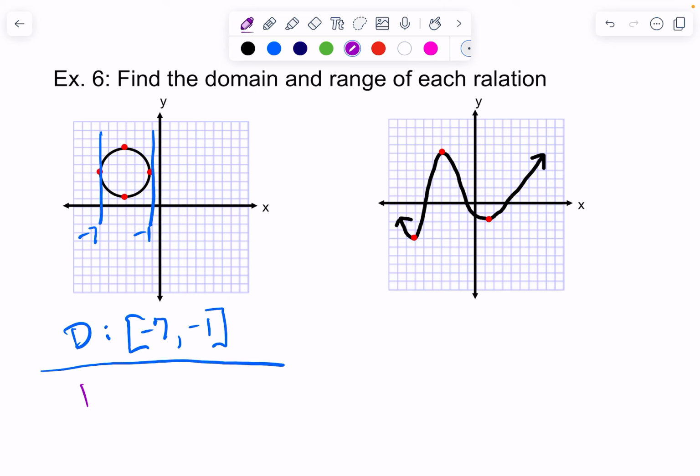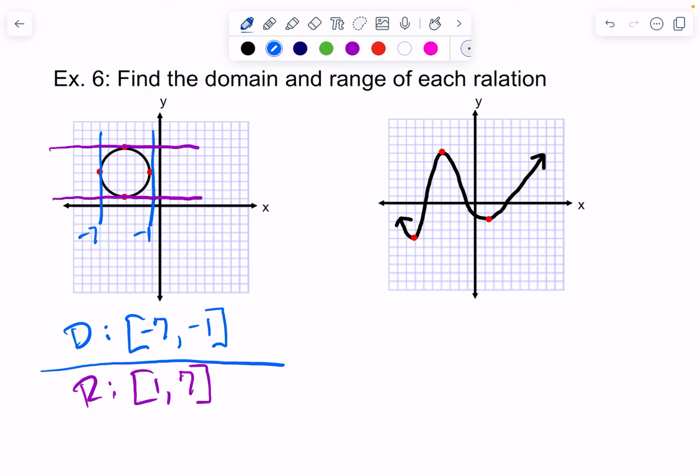For the range, once again, we look at the lowest y value, which I'm going to label here in purple, which is 1, to the highest y value, which is 1, 2, 3, 4, 5, 6, 7. So my range goes from 1 to 7. And of course, we're using brackets because we have complete full circles. That means the values are included.